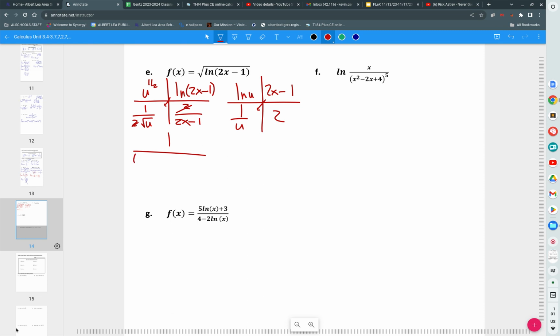So we have 1 over 2x minus 1 times, and then we put the natural log of 2x minus 1 in for the square root. So we have square root of natural log of 2x minus 1. There we go. You guys okay with that?